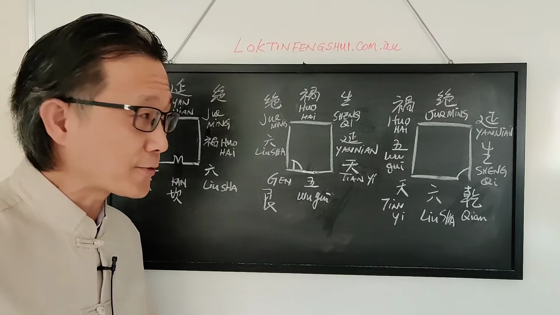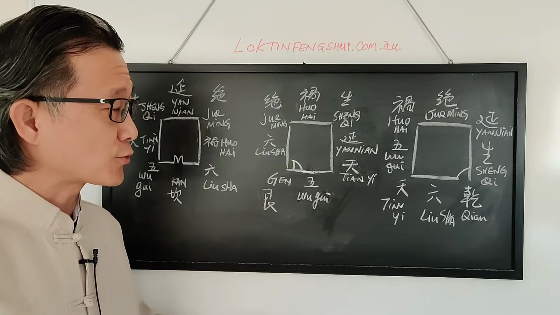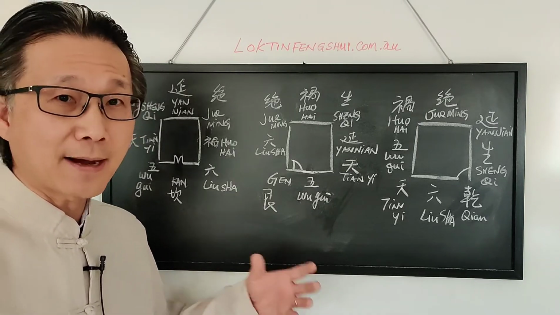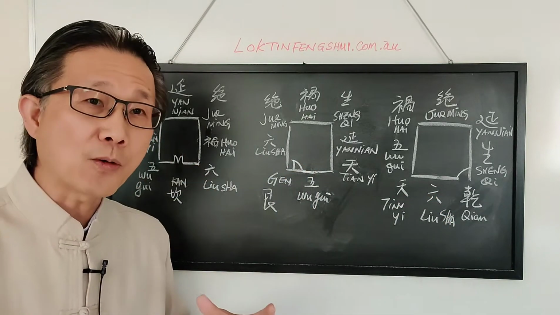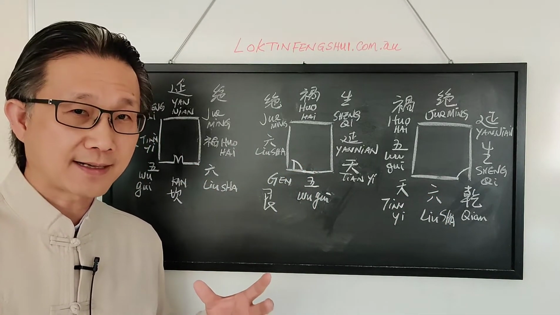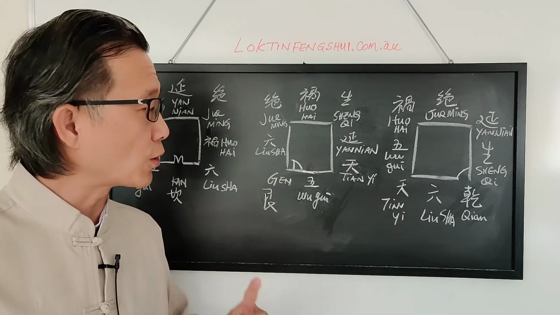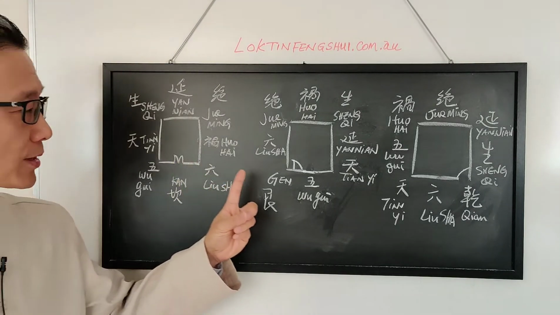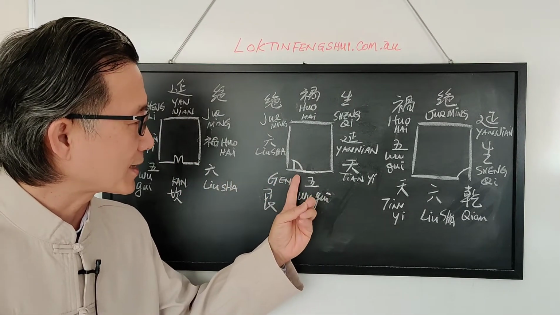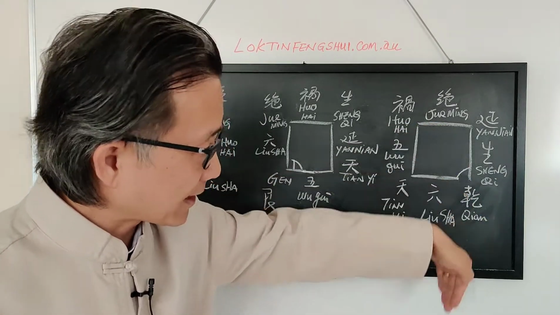Alright, so here we have 3 simple drawings. Assume this is one of the apartments inside a building, and they all have the same facing and sitting direction. The only difference is the door location. See, in this one the door is in the center. In this one the door is more on the right side if we're looking out. This is on the left side if we're looking out.